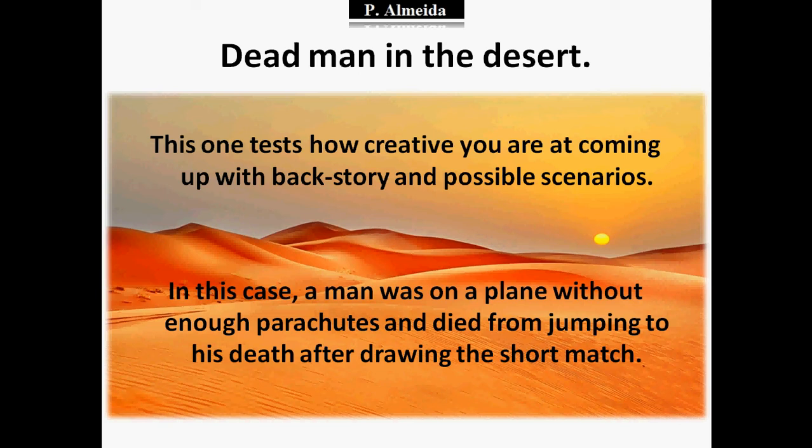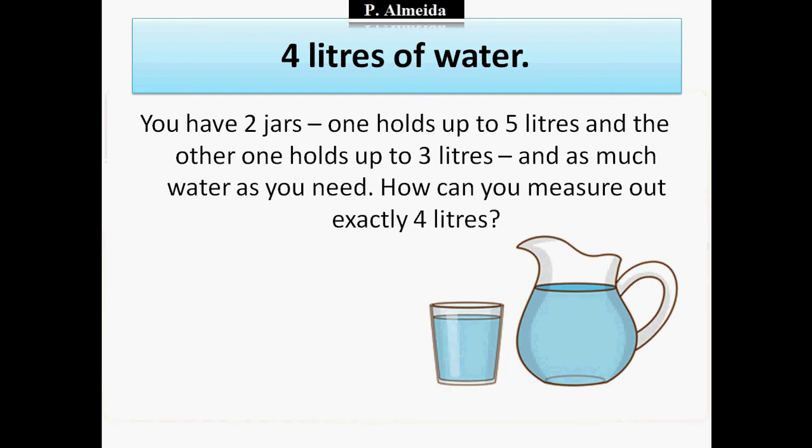Okay, and finally, let's go to the third and final riddle of today. So you have two jars. One holds up to 5 liters and the other holds up to 3 liters, and you have as much water as you need. How can you measure out exactly 4 liters of water?